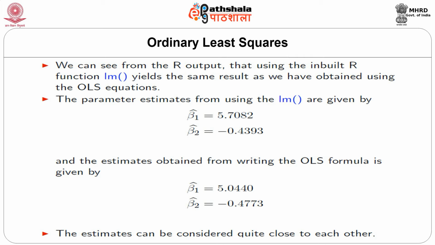And the estimates that we obtained from writing the OLS formula in R had given us beta 1 hat equals 5.0440 and beta 2 hat equals negative 0.4773. And we can see that these estimates are quite close to each other.